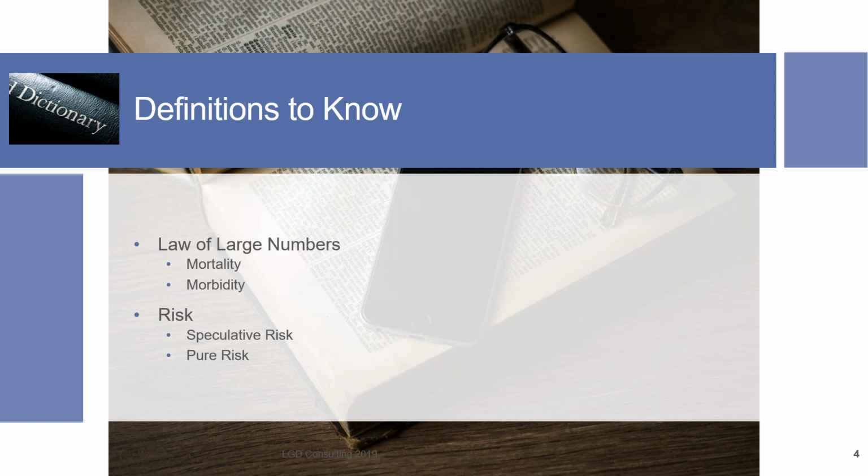Risk. Whenever you see the word risk, look for the key word. It's basically uncertainty. Risk is the uncertainty of a loss. Your house may burn down. It may not. You may get into an auto accident. You may not. So it's uncertain that a loss may occur. That's what the risk definition is about.